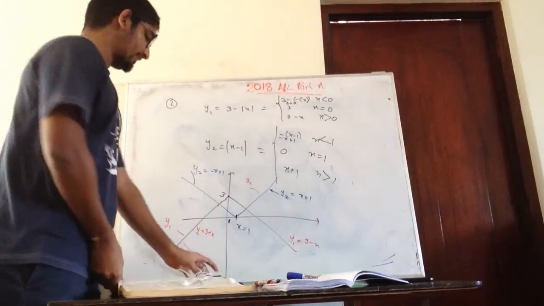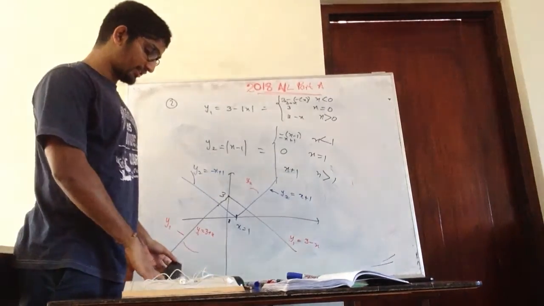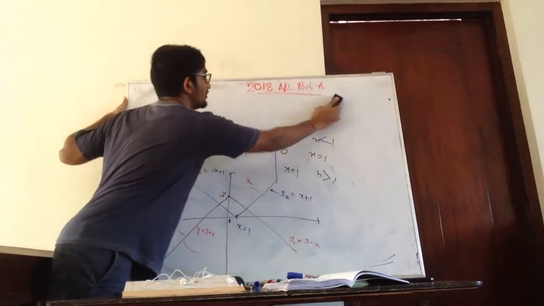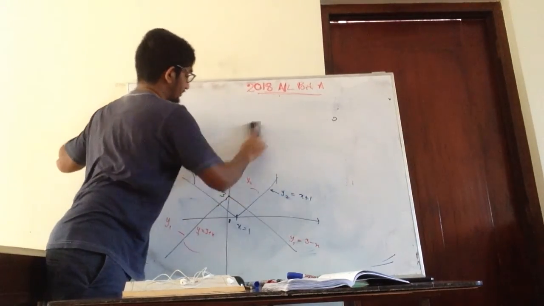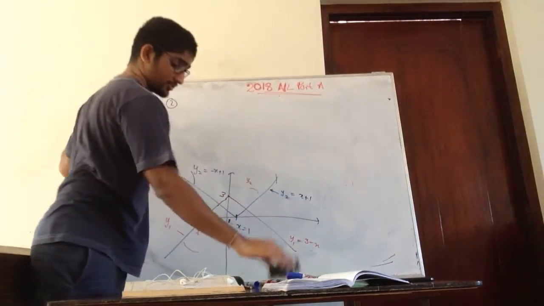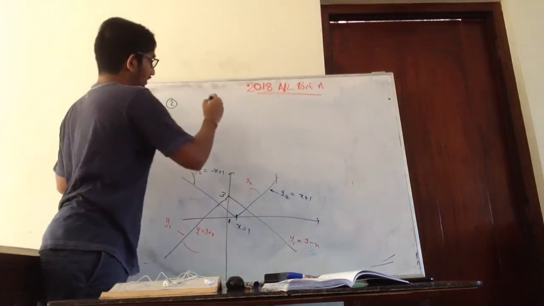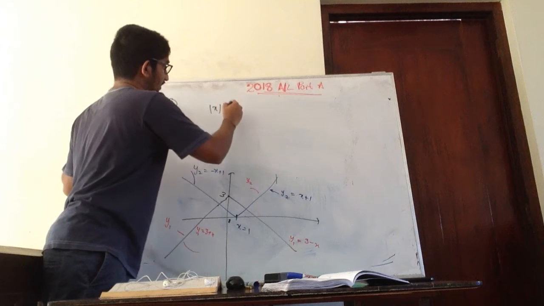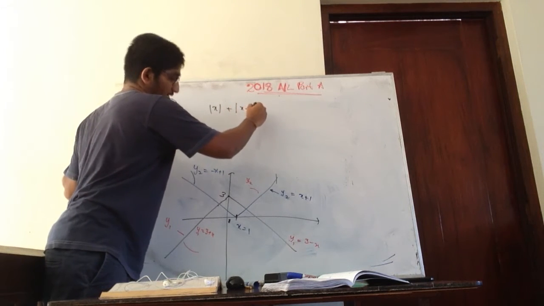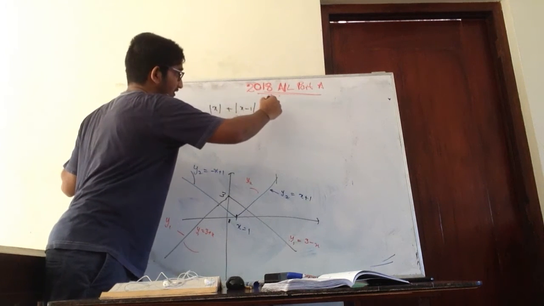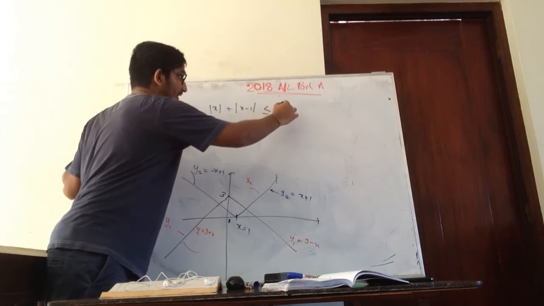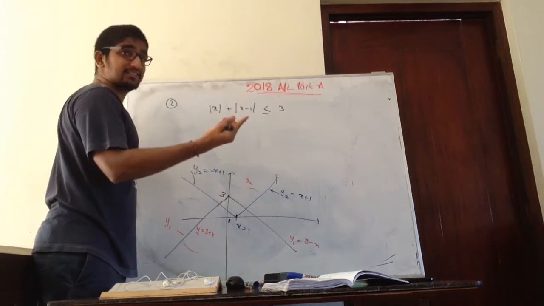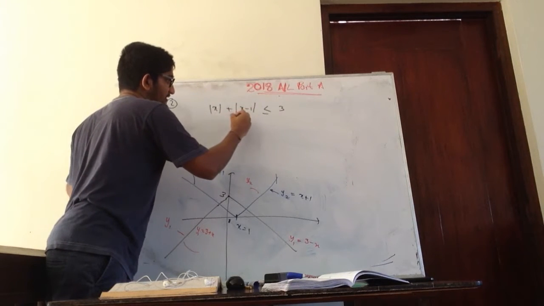Right. So what are they saying next? They are asking us to find the real values satisfying the given inequality. So what is the inequality given? They have said modulus of x minus 1 less than 3, right? So now I need to rearrange this. I can rearrange this like this, no?